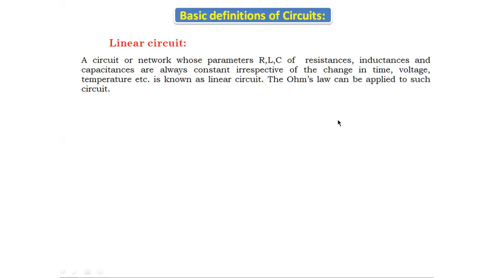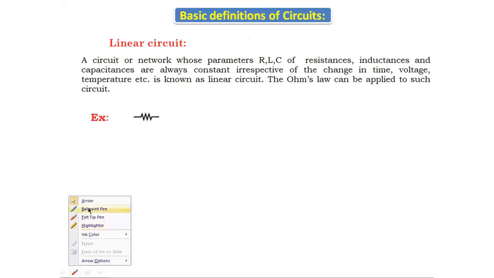These linear circuits are applicable for Ohm's law. Ohm's law can be applied to the linear circuit. Okay, got it. So this is about the linear circuit. If you see examples of a linear circuit, the resistor is one. Resistor is an example of a linear circuit. Now if we take the symbol, this is the symbol of the resistor. The resistor is indicated by the letter R.